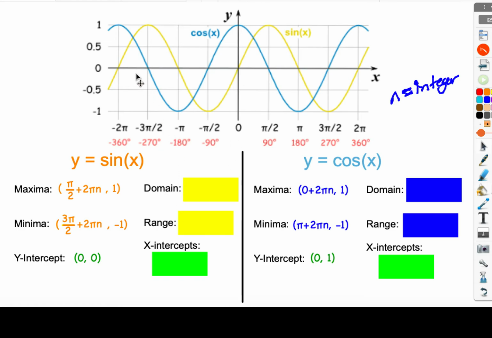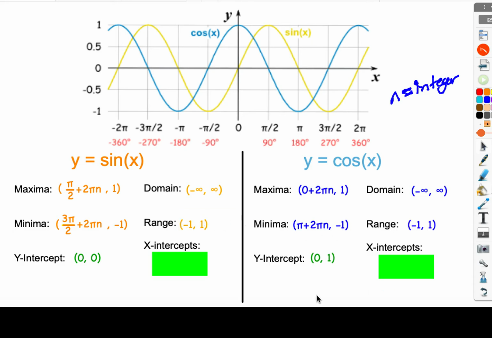The domain, left and right, well, notice there's nowhere really missing. There's nothing we cannot plug into a sine or a cosine. We can plug any angle we want, and that on your calculator would depend on if you're in radian mode or degree mode, but you can plug any angle you want into either a sine or a cosine. So thinking in interval notation, all real numbers, negative infinity all the way up to positive infinity. The range, on the other hand, is very limited. We minimize down at that negative 1 value. We are maximum up at that positive 1 value. So the range for both of them is going to be between negative 1 and 1.